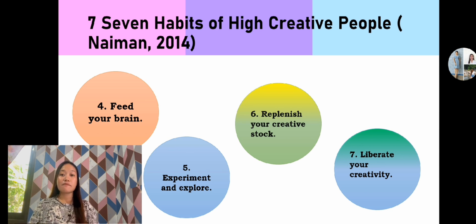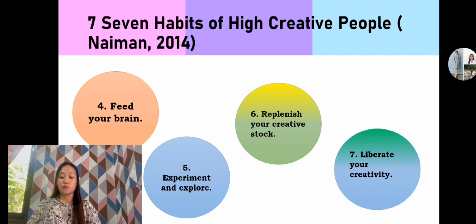So the number 5 is experiment and explore. Follow your curiosity, experiment with your ideas, and learn from your mistakes. Therefore, the quality of your creativity will improve. So, first, follow your curiosity, experiment with your ideas, and learn from your mistakes so that the quality of your creativity will be improved.